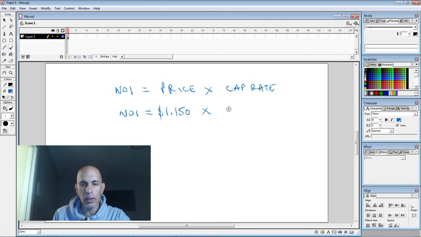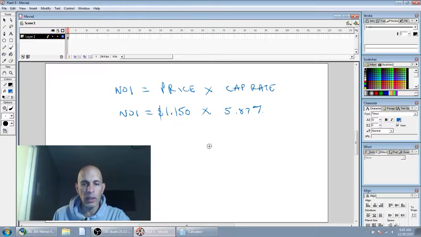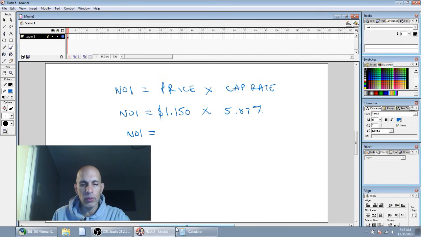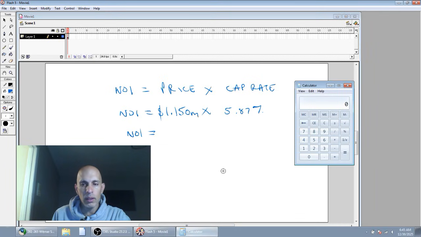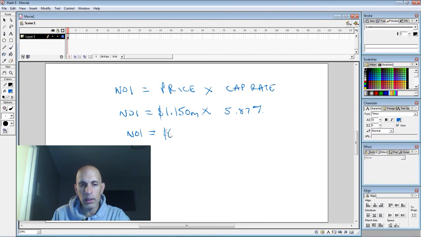Let's see here, 5.87%, I believe. Yeah, 5.87%. NOI is equal to 1150 times 5.87%, which is equal to 67,505. And now you know why the price is so low, because tenants are way below market.